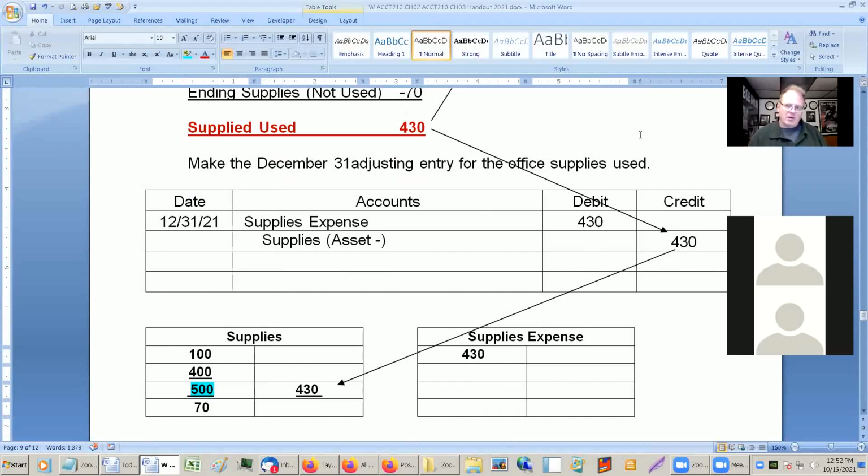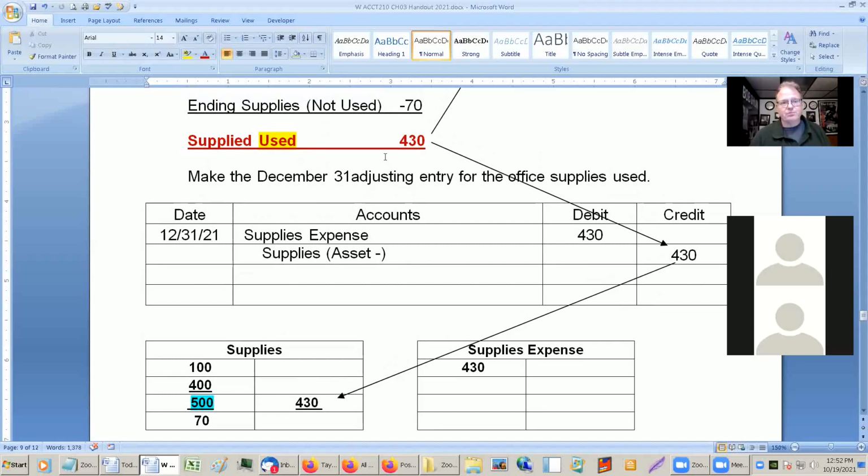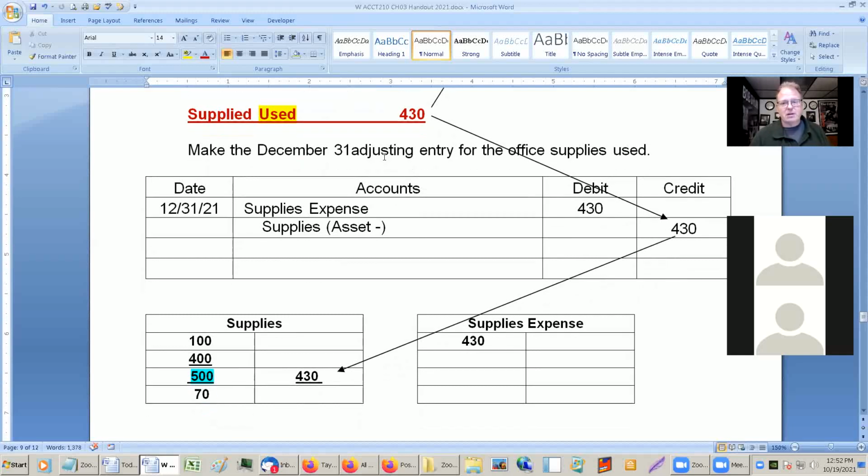So the important thing is where people make the mistake, if they do make a mistake, they'll put the 70 in instead of the 430. We always want to look at what was used. So the used is the important thing here. How much of it was used? How much do we have to take out of the supplies? Now what's left over, it'll figure out by itself. But how much of it did we use up? That's really the question on these.